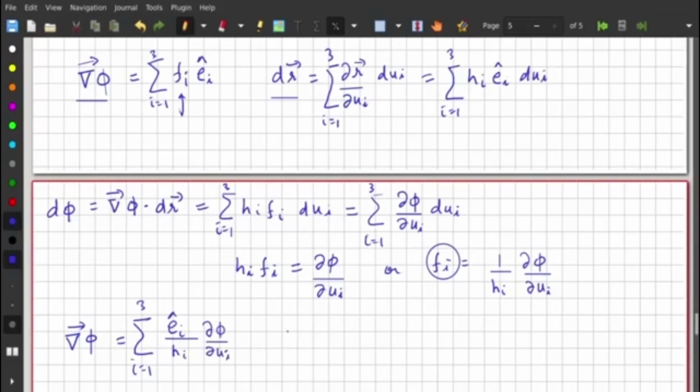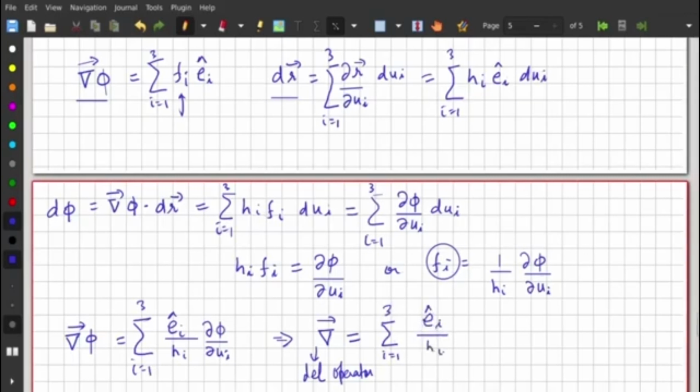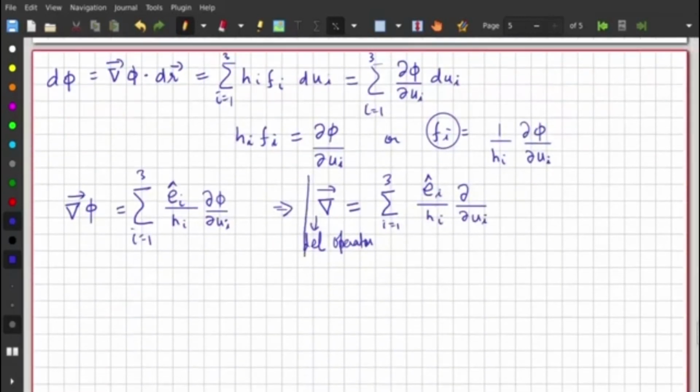And if you see from here, we can write a generic version of the gradient operator using the scale factor and the contravariant basis. So this is basically the del operator. The del operator could be written in a generic way, which is the sum from 1 to 3 of ei cap by hi partial partial ui. Okay, that's the generic definition of the del operator using the scale factors and ei cap.